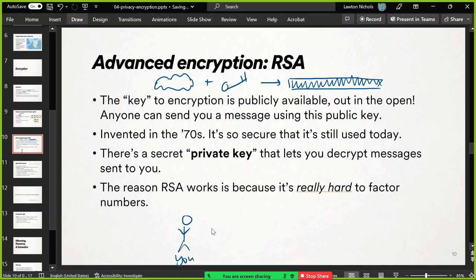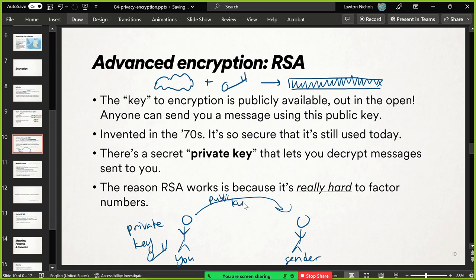Here is you, and somebody wants to send you something. So you make a private key and a public key. You have your private key just to you, which you'll use for decryption, and then you have a public key that you give to anybody who wants to talk to you. So if here's a sender of a message who wants to talk to you, you give them your public key.